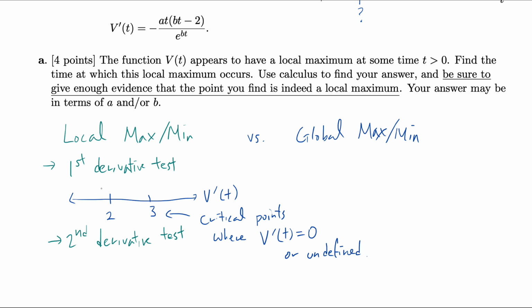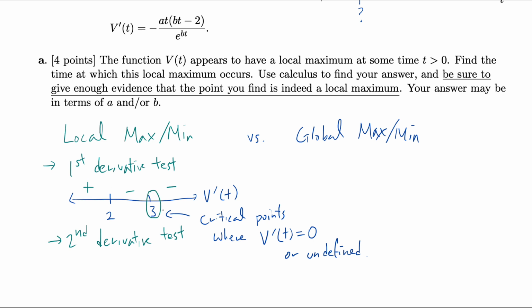And what we do is we look at the sign in between, say maybe it's plus, minus, minus, and from this you can deduce whether you have a local maximum or local minimum. For example, here at 2, we see that you're going from V prime being positive to V prime being negative. That corresponds to V of t going from increasing to decreasing. So here you should have a local maximum.